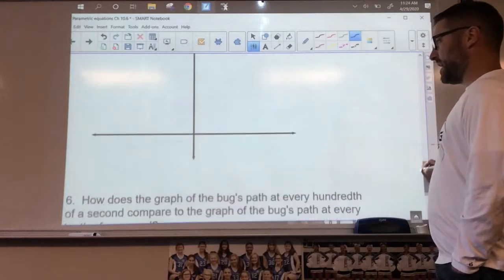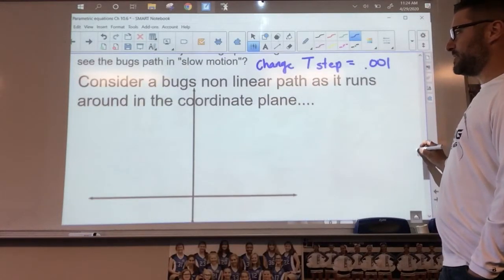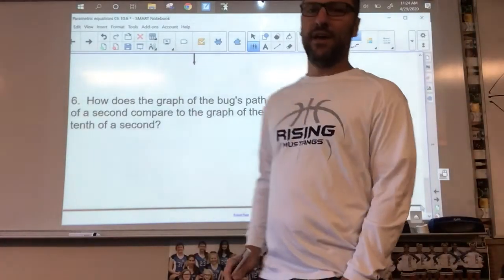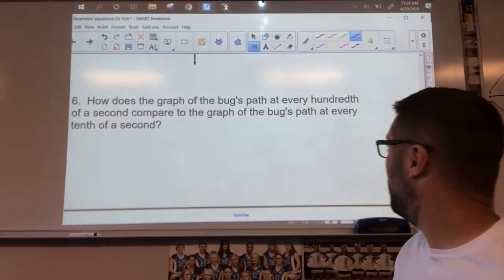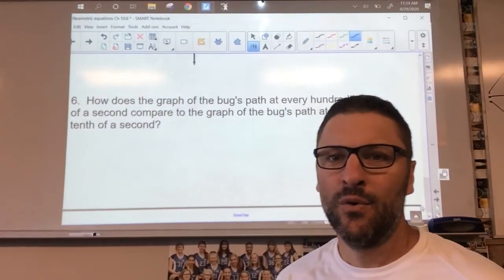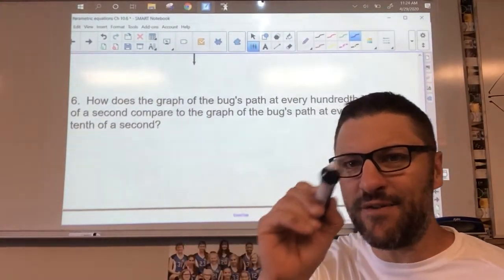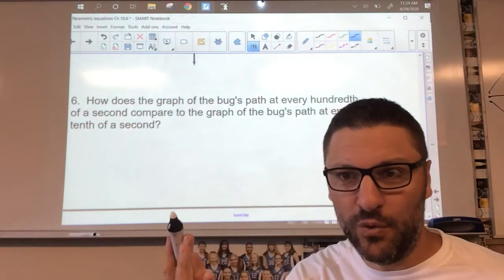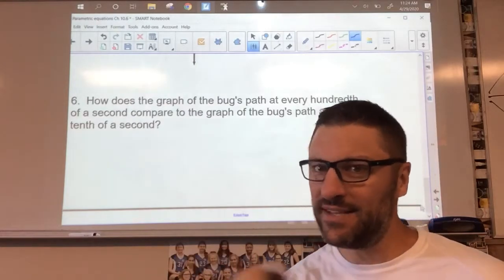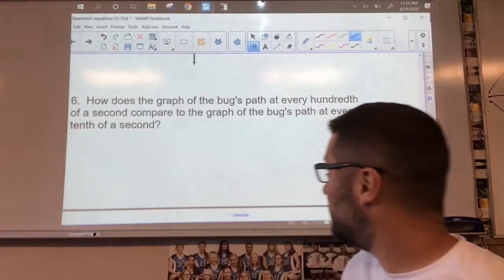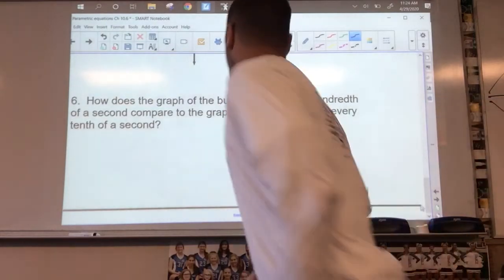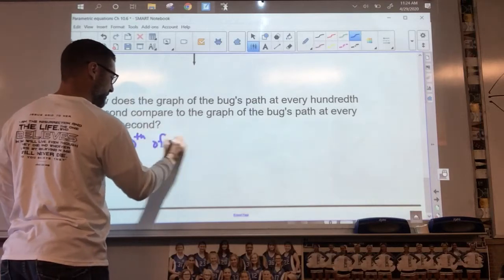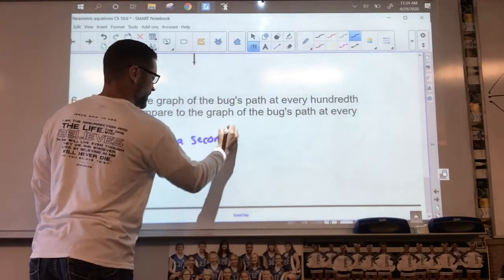Okay? And we graphed it around the coordinate plane already. Consider a bug's nonlinear path as it runs around the coordinate plane. How does the graph at every 100th of a second compare to the graph at every 10th of a second? Well, the 100th of a second is a very fine graph. It shows me more accuracy, if you will. The 10th of a second speeds it up and shows me the same path, but only every 10th of a second. So how does the bug's path look at every 100th of a second? 100th of a second is very accurate.